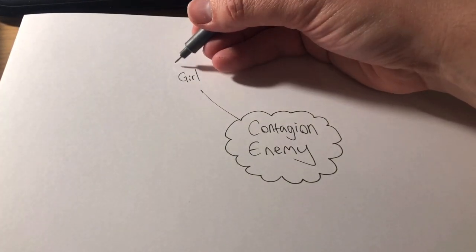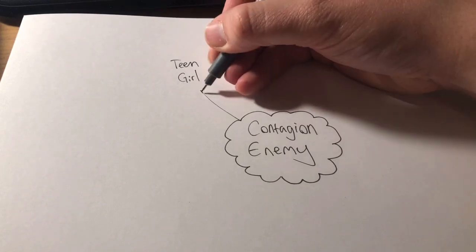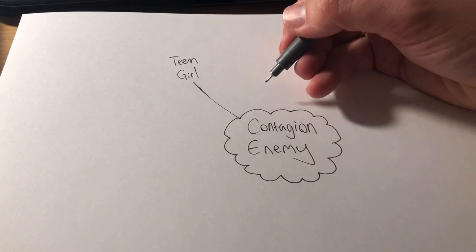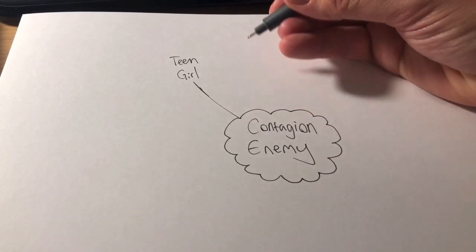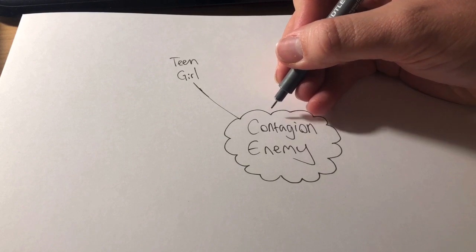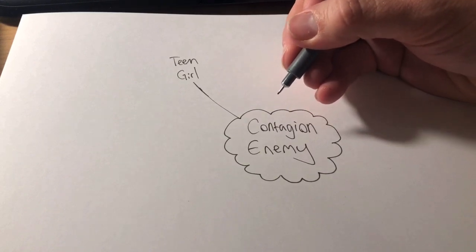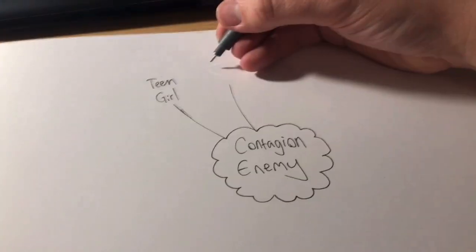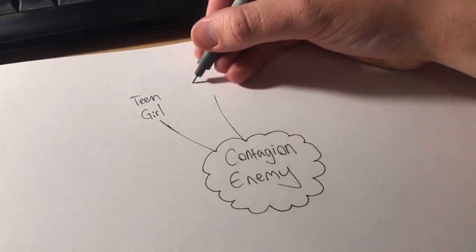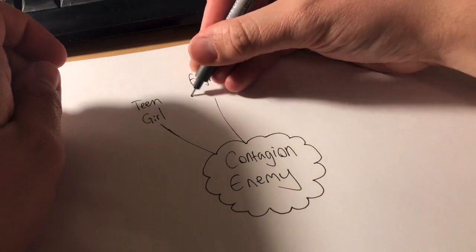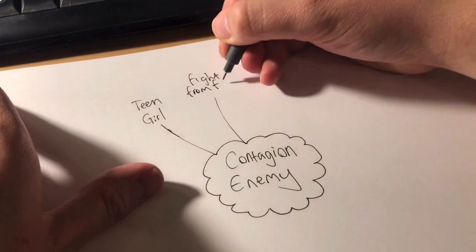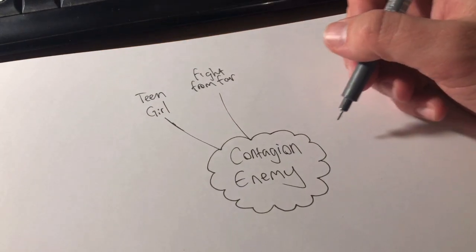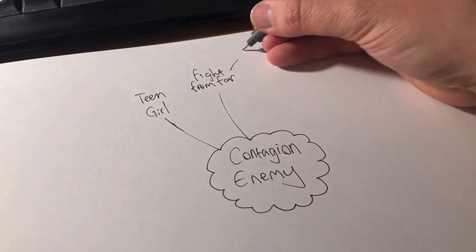Let's go with teenage girl. You know, there's nothing more scary than a teenage girl, other than an angry mother. Let's see, what else can we go with? So, what Contagion needs is to be quite close to use his power. So we need someone who can fight from a distance. If you think of someone like maybe Cyclops from the X-Men, who has his powerful beams. Well, that's a good one. Beams.